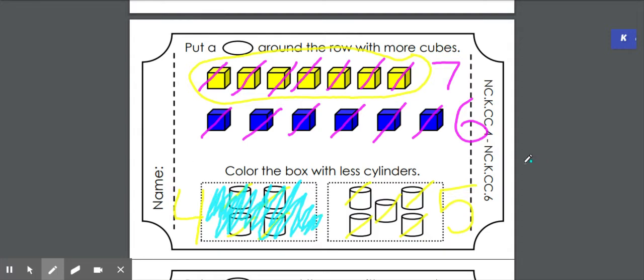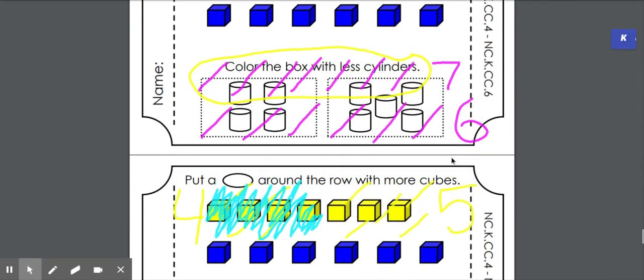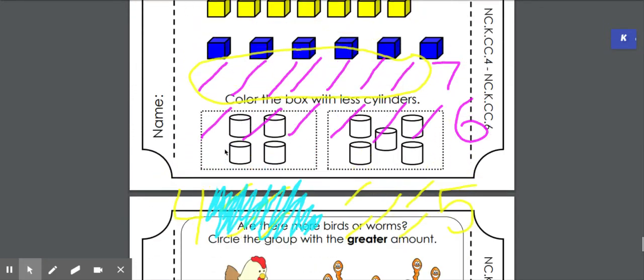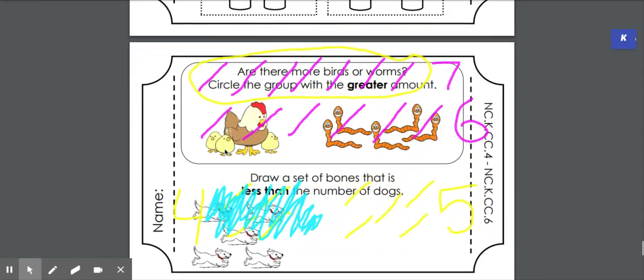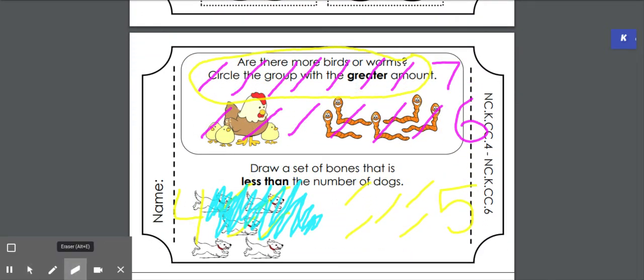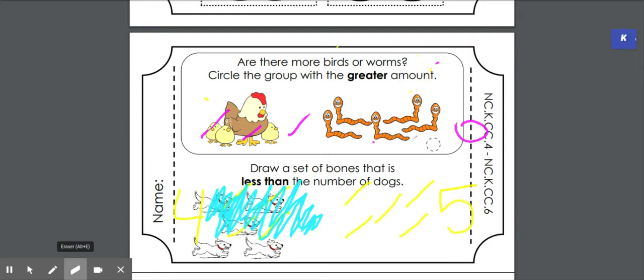Very good. Let's do one more exit ticket together. Working with this standard, comparing groups to see which group has more or less or equal. So Ms. Ingram's going to erase our work from the previous problem. And let's go ahead and take a look at what we have here. It looks like a family, a hen with her chicks, and we have some worms. And then down at the bottom, it looks like we have some dogs.